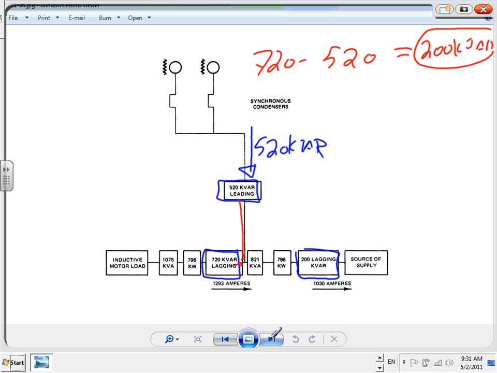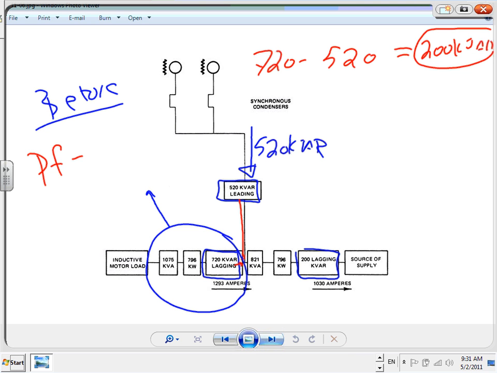I'm going to show you guys how the power factor works. Let's take before. This is the before right here. This is a really good example. Let's look at the power factor before. This is a piece of cake, Chad. Power factor equals what? What's the true power? 796, right? The apparent power, 1075. Is that true? Am I reading it right? Yep. 796, 1075.